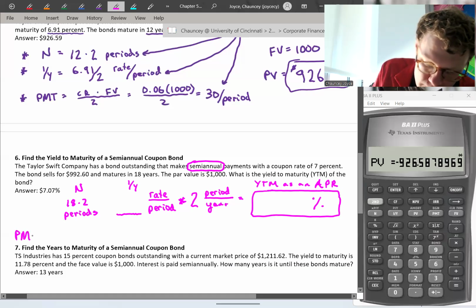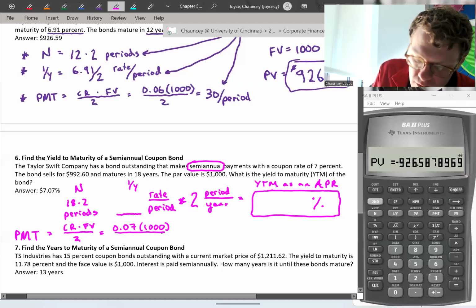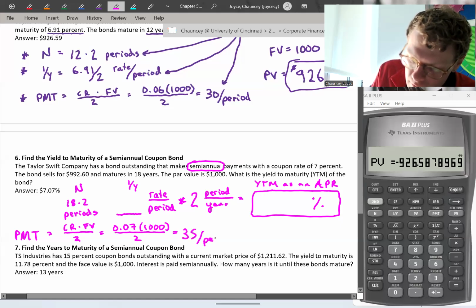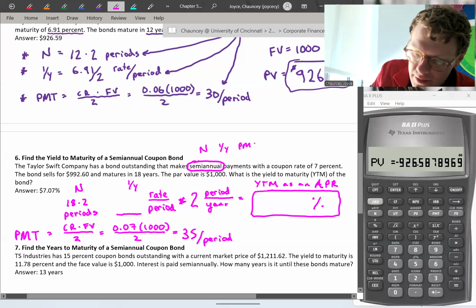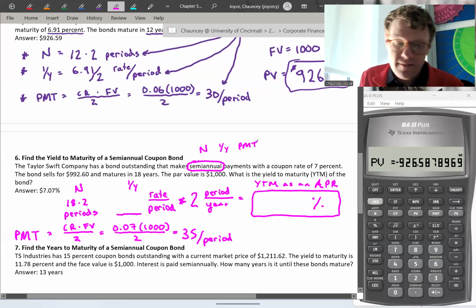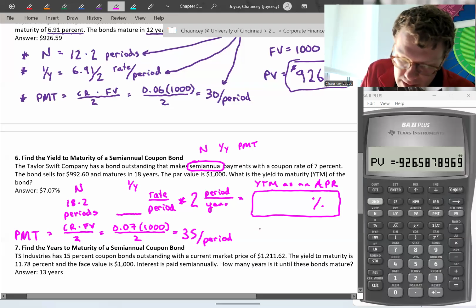And then the payment, that's equal to your coupon rate times your face value over 2, because it's a semi-annual bond. The coupon rate is 7% of 1,000 divided by 2 will get you to a coupon payment of 35 per period. So 3 things need to be consistent. N, IY, and PMT all need to be adjusted for the semi-annual effect. So it looks like we've done all 3 of those, and all we need now is face value.